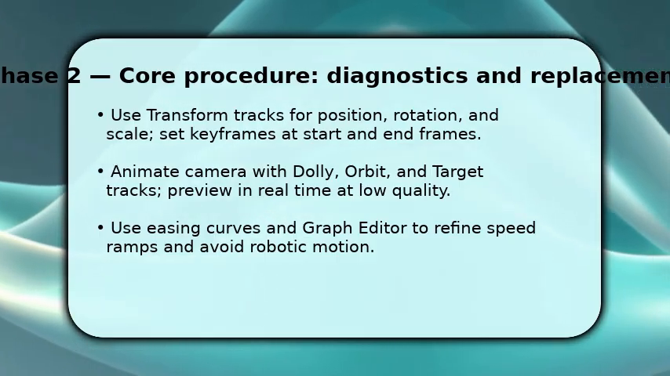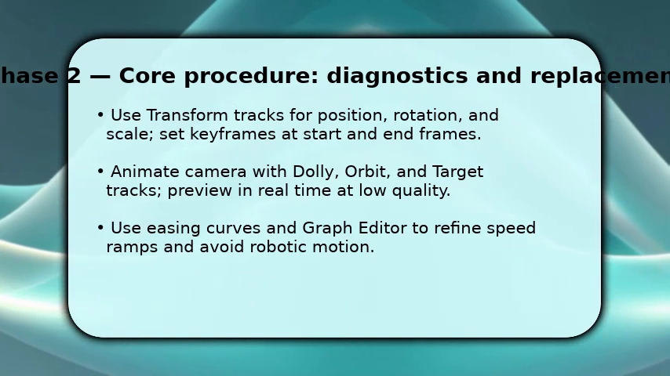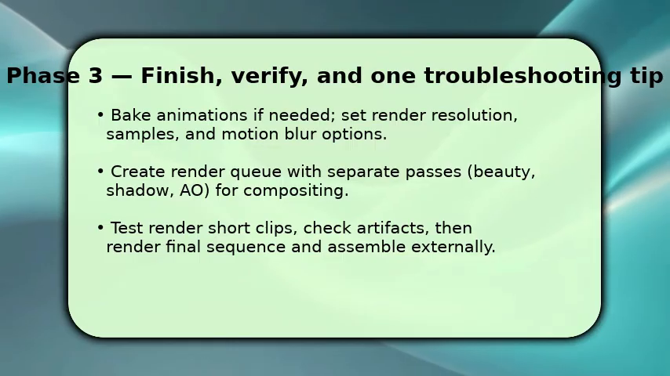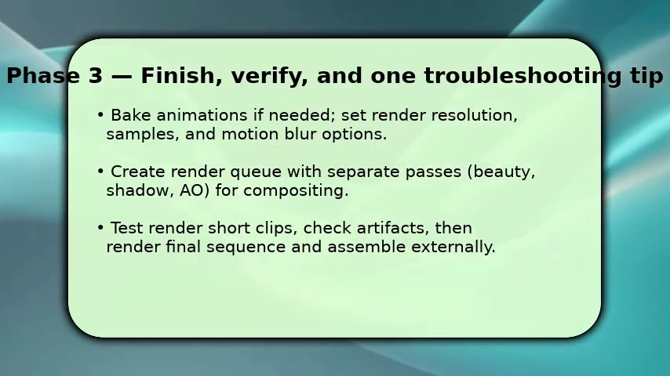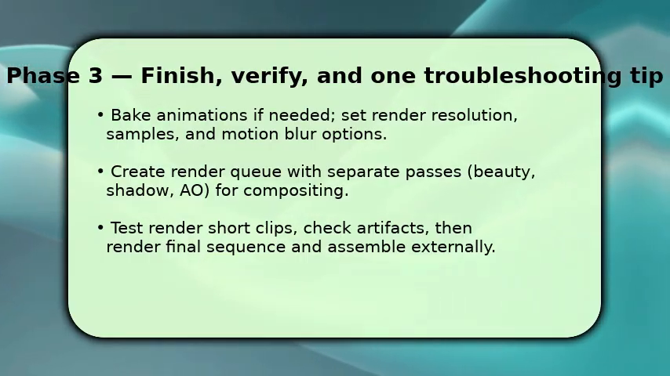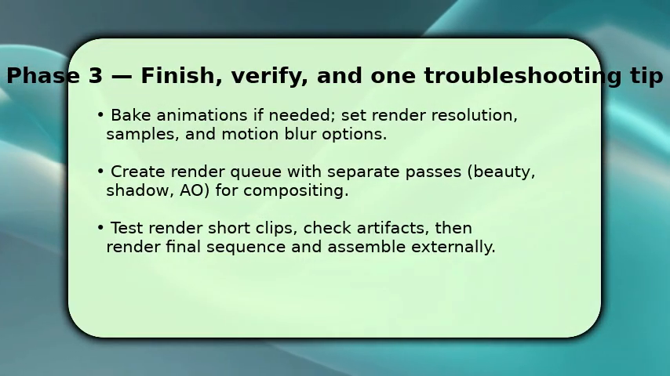Finalize by refining lighting and enabling motion blur if you need streaks or realism, and bake your animation when using complex simulations so playback matches render. Set resolution and samples based on output. Higher samples reduce noise but increase time.